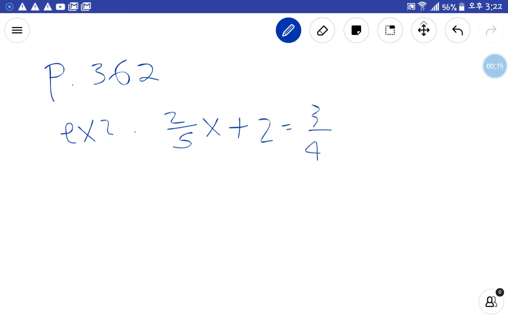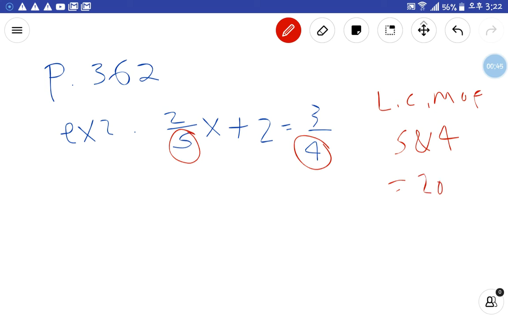So in the equation, there are fractions given to you. We're going to look at the denominators of the fractions, which are 5 and 4. So what you're going to do is find the least common multiple of those denominators. We're going to multiply it on each side. So the LCM of 5 and 4 is 20. So I'm going to multiply 20 on each side.